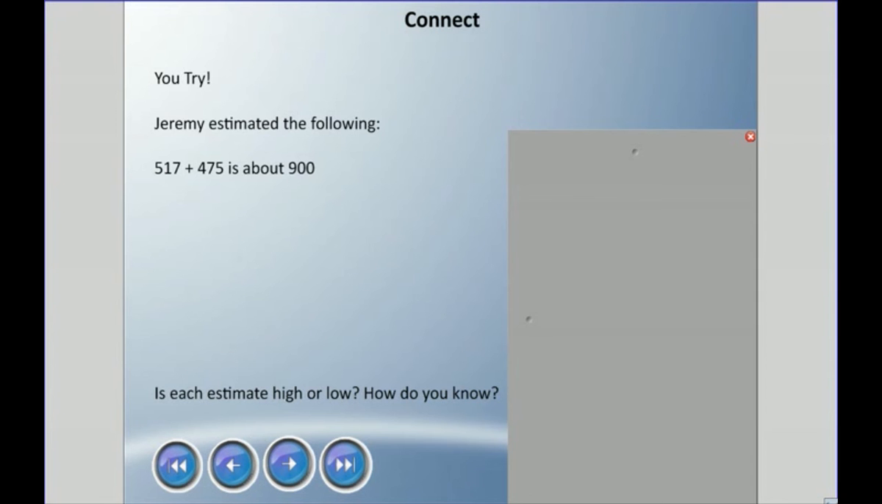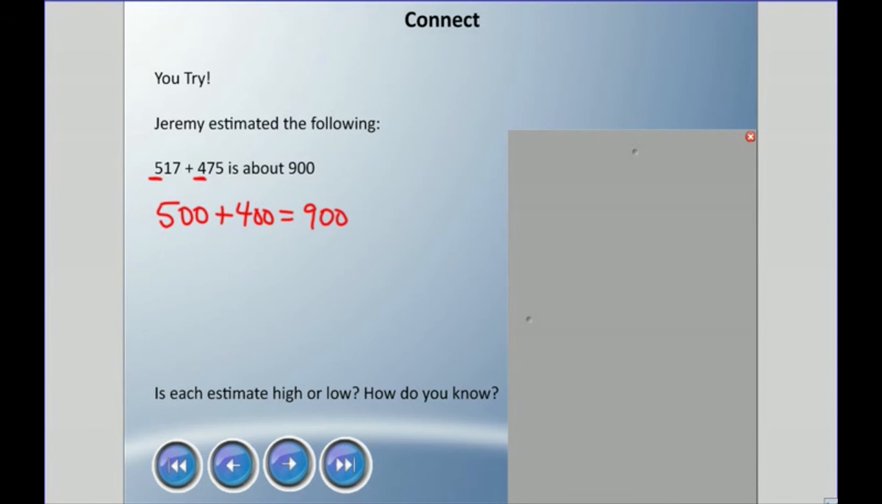Okay, so Jeremy here, he got 517 plus 475. If I was to guess, I'm going to say he probably used front-end estimation. He only looked at the first digits, and what he was probably saying in his head is, I'm going to change that to a 500 and that to a 400. Even though 475 is closer to 500, he's just going to 400. And he's saying that's about 900.